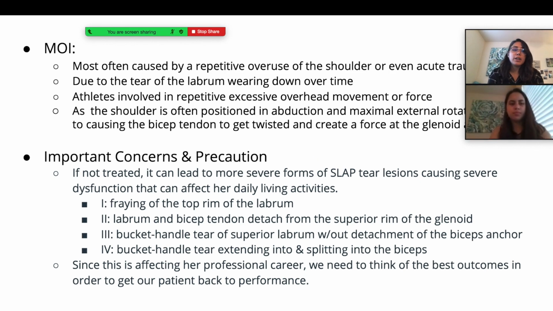Important concerns and precautions that need to be considered are that if a SLAP tear lesion goes untreated, it can cause severe dysfunction that can affect her daily living activities. As of right now, our patient is diagnosed with a type 2 SLAP tear, but it can eventually lead to a bucket handle tear, which will further cause damage to her labrum and her biceps tendon. This is very important because this is affecting her professional career, and we need to think of the best outcomes in order to get our patient back to performance.